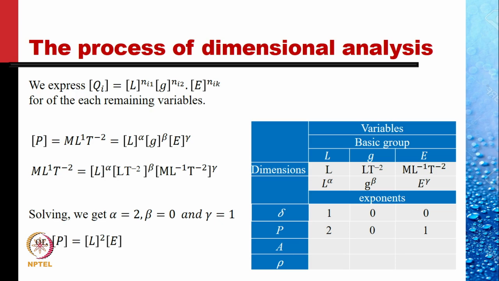Similarly, area has a dimension of two-dimensional length, and so we can simply write 2, 0, 0. And the density rho can be written as L minus 1, G minus 1, and E raised to power 1. Verify this would have the same dimension as that of density, M L raised to power minus 3.